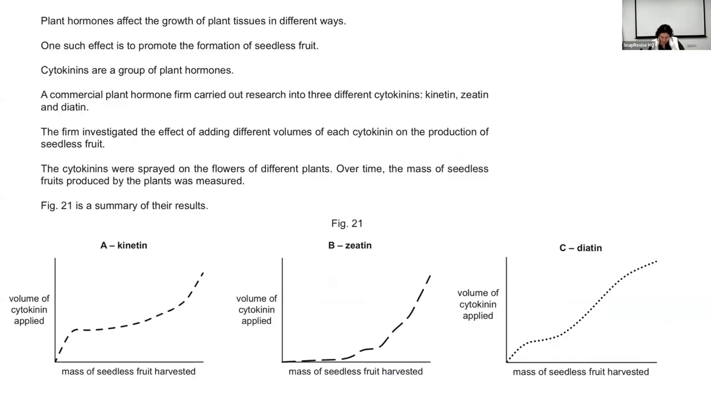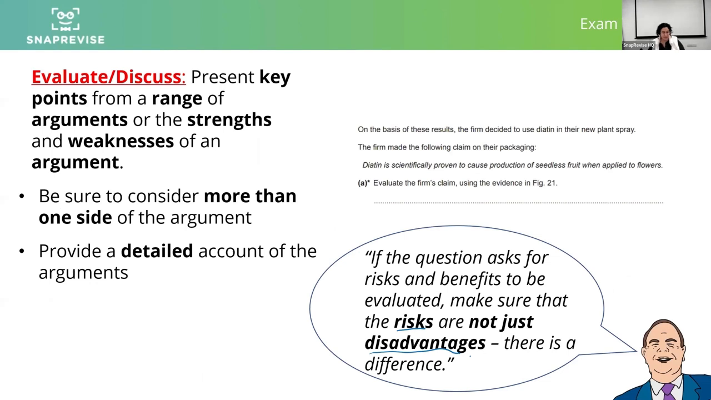Let's see an example. So we've got this question here. Plant hormones affect the growth of plant tissues in different ways. One such effect is to promote the formation of seedless fruit. Cytokinins are a group of plant hormones. A commercial plant hormone firm carried out research into 3 different cytokinins: kinetin, zeatin, and dietin. The firm investigated the effect of adding different volumes of each cytokinin on the production of seedless fruit. The cytokinins were sprayed on the flowers of different plants, and over time, the mass of seedless fruits produced by the plants was measured. And we've got these figures here. So this is the effect of kinetin, this is the effect of zeatin and dietin. Mass of fruit, volume on the y-axis. So the question asks us to evaluate. So what is the context of my question?